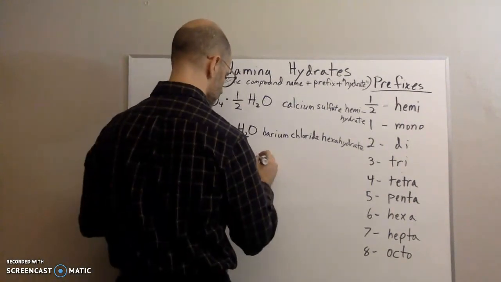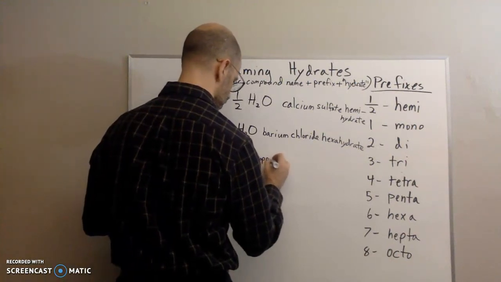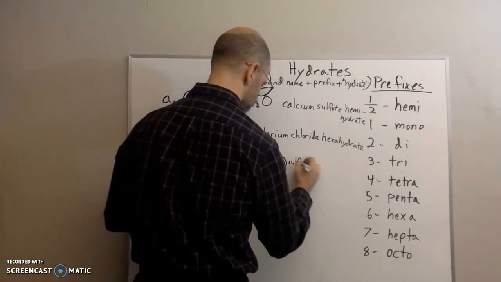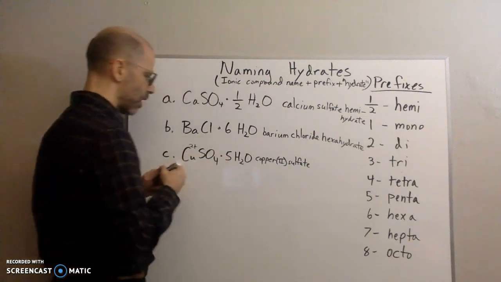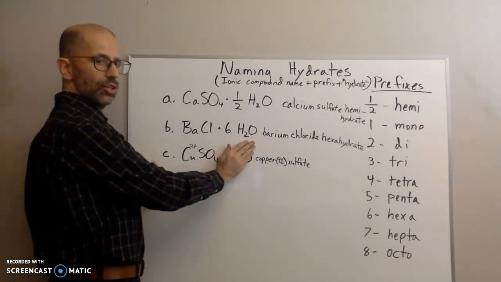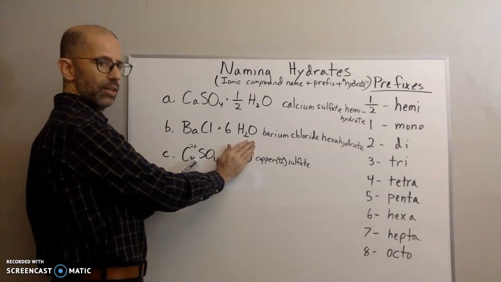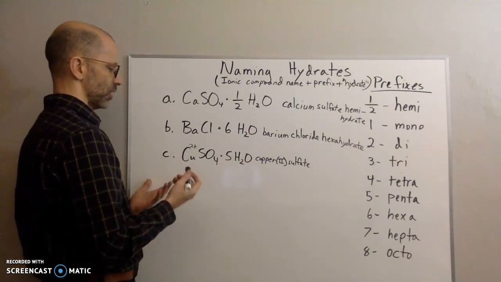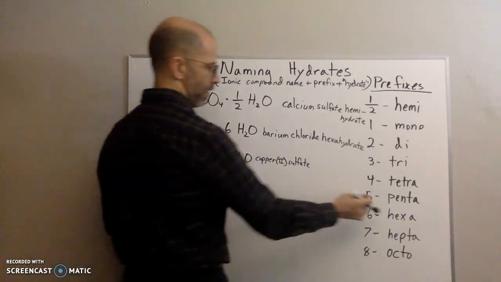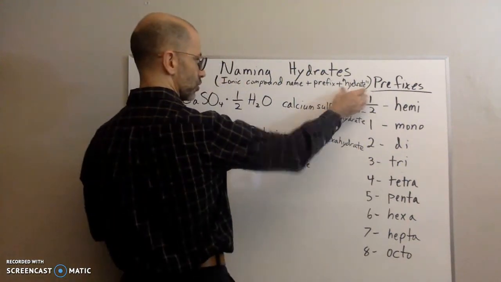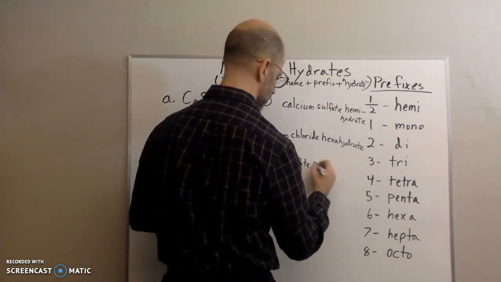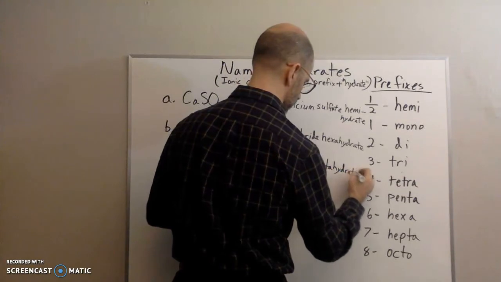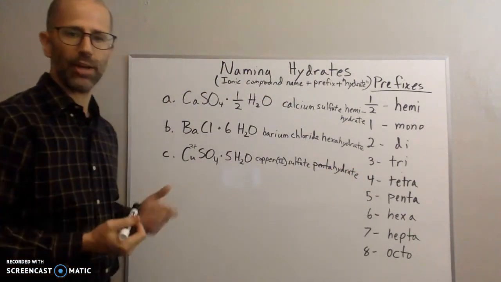So I'm writing down copper 2 sulfate. And now, again, if this was just the salt here, then I would be done with the name. But since I have a water, it's going to be a hydrate. So 5 is penta, so it's going to be pentahydrate. And that's it. That's how you name hydrates.